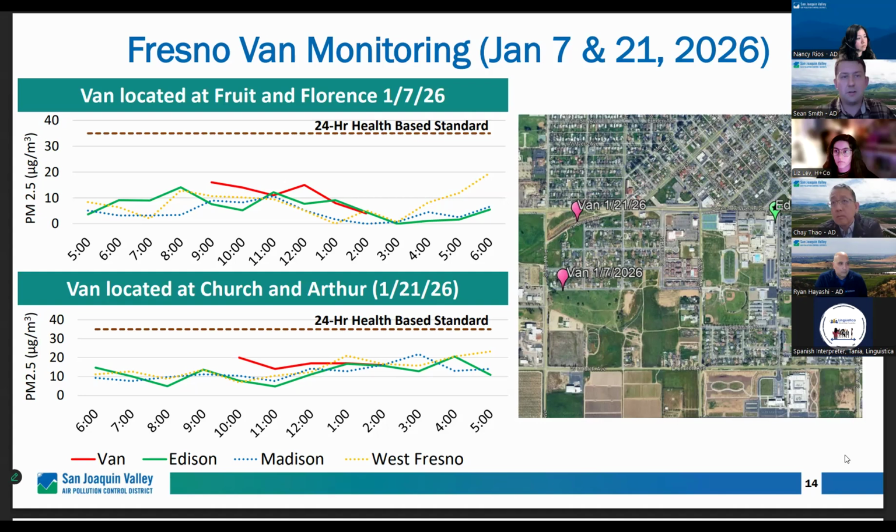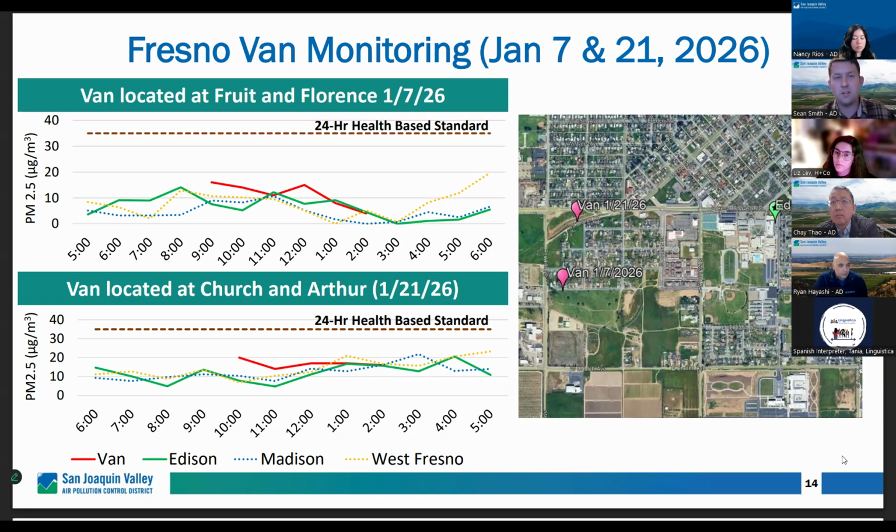What we noticed in the top area, where it says van located at Fruit and Florence Avenue, is that the van data depicted in red is very similar to the Edison monitor and basically trended with it, and both sites were under the 24-hour health-based standard. And on the 21st, a couple weeks later, we took it to Church and Arthur, which is a little bit north of that location.